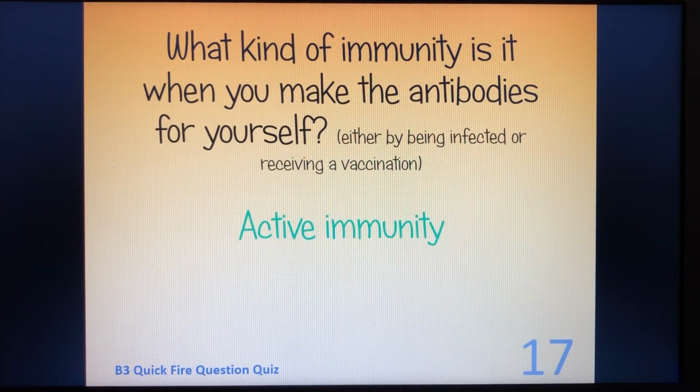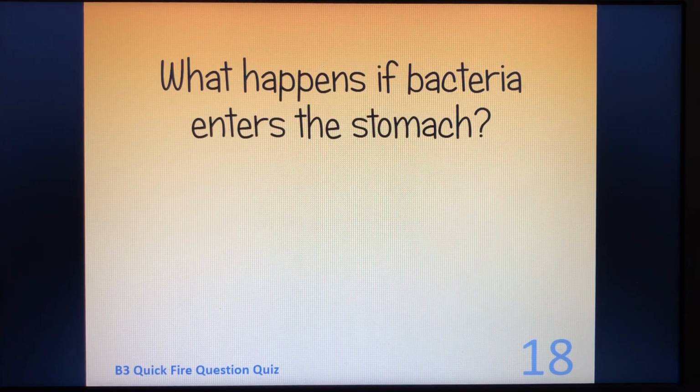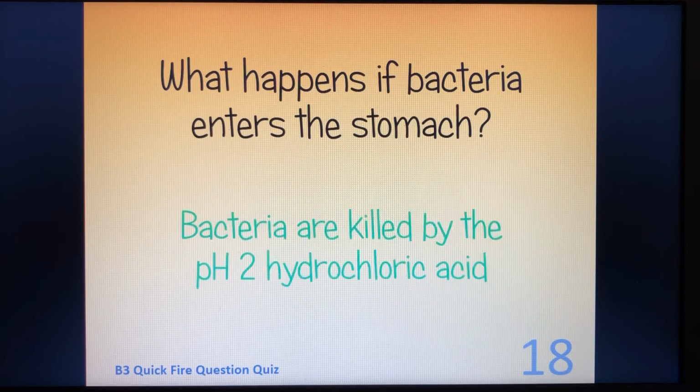Next question, 18. What happens if bacteria enters the stomach? Okay, what's in the stomach and what's it going to do to that bacteria? The answer is bacteria are killed by the pH 2 hydrochloric acid. Very strongly acidic there, kills most bacteria. In the situation of salmonella and food poisoning, there's just so much bacteria, the hydrochloric acid can't get rid of all of it, okay? But on a day-to-day basis, the hydrochloric acid kills bacteria that get into the stomach.